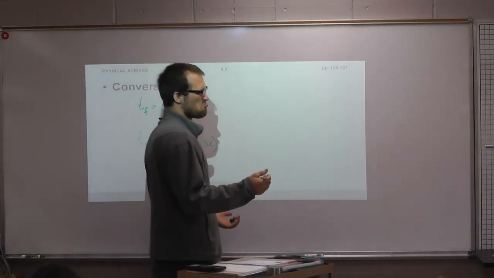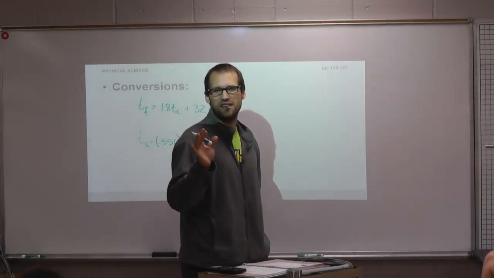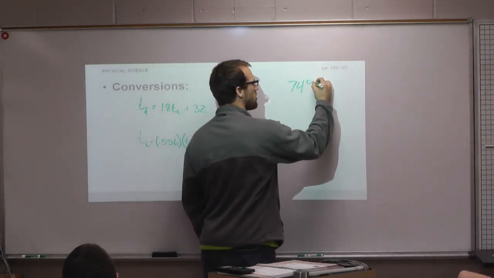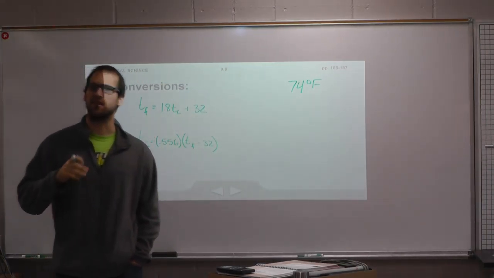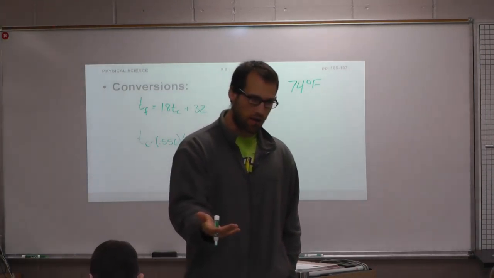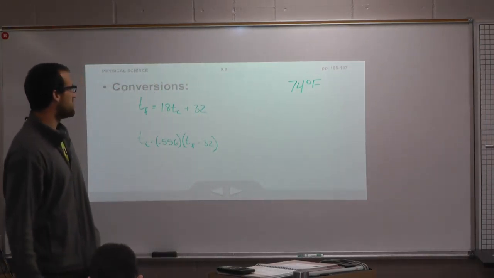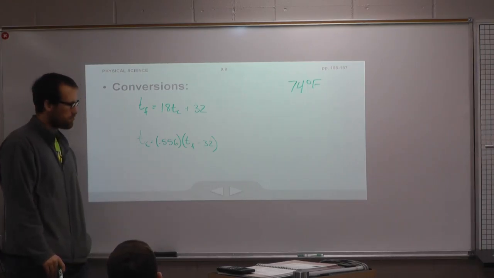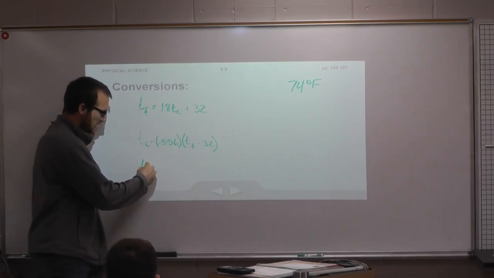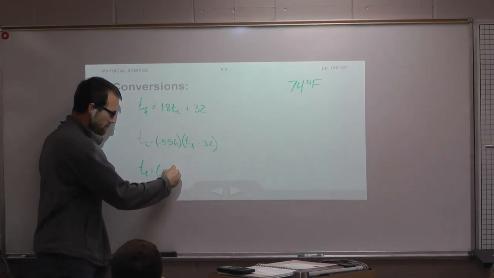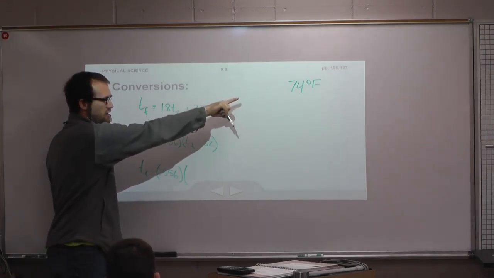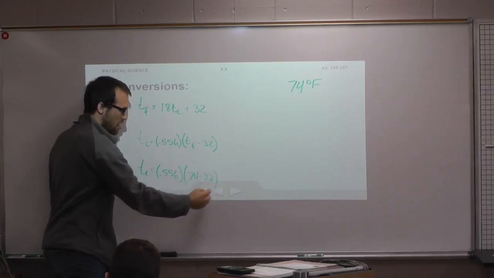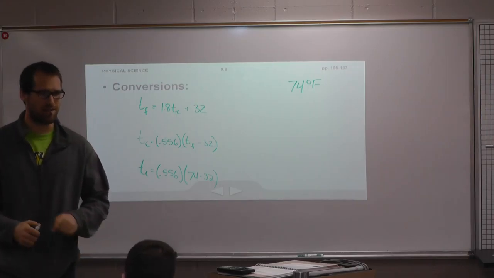So let's say room temperature. What is a nice room temperature in Fahrenheit? 74. So let's take 74 degrees Fahrenheit and figure out what that is in the Celsius scale. Which equation do you think would be the best to use? Top or bottom one? Bottom one. So we're going to plug that in and solve. We're going to plug the Fahrenheit in for TF and solve. Why don't you guys solve for this?